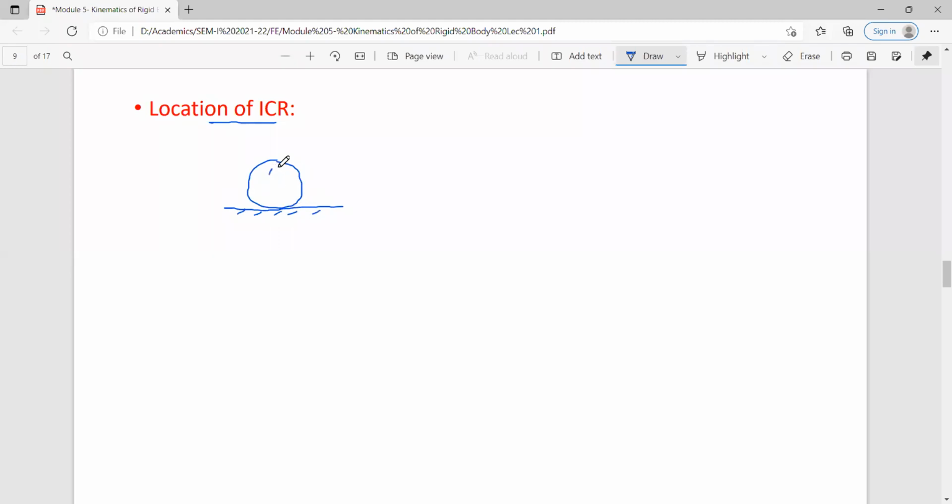And this cylinder is rolling like this. So here is its center and here there is a point. Say this point is point A and it is point P. So can you locate the ICR for this case?